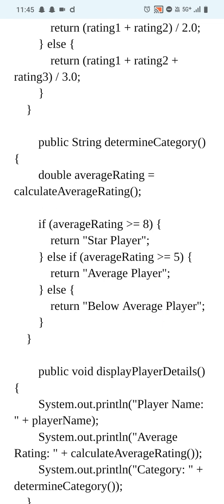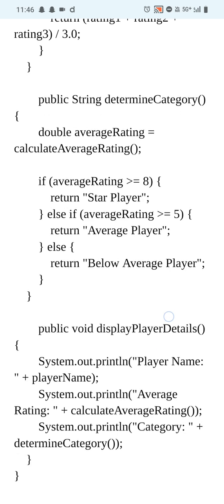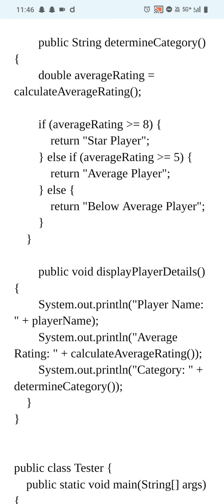Public string determine category. Double average rating is equal to the calculate average rating method. If average rating is greater than or equal to 8, we return star player. Else if average rating is greater than or equal to 5, we return average player. Else return below average player. Close the condition. Next, the display player details.